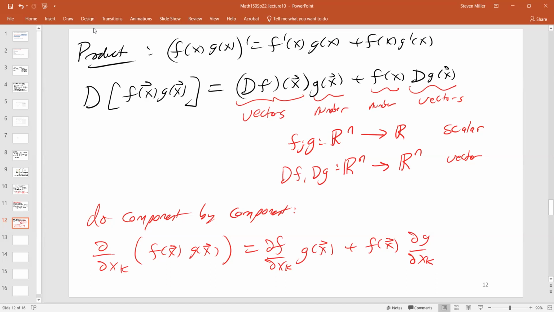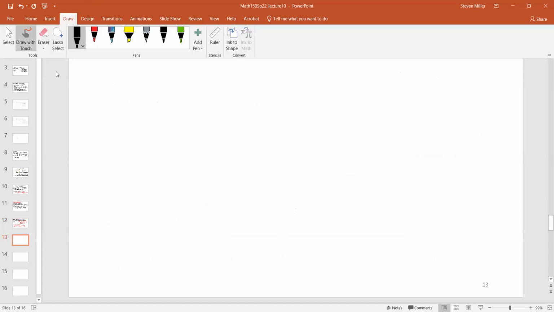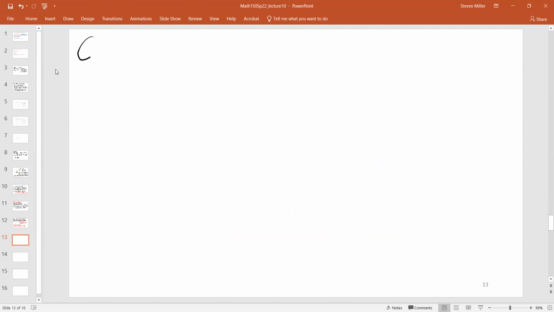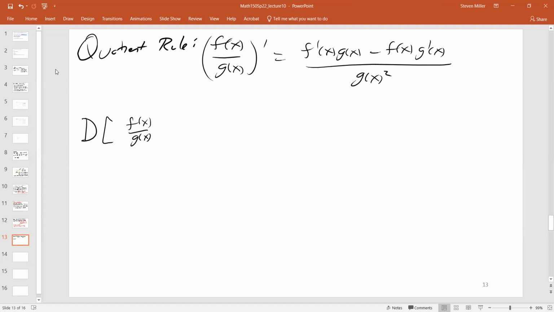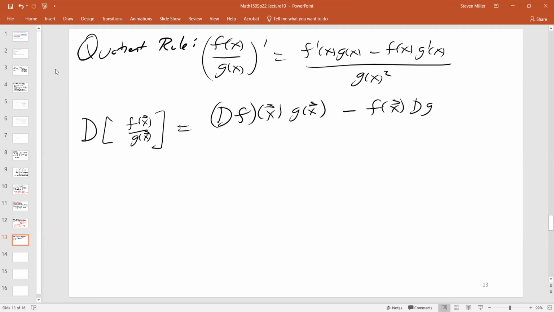Yes. Quotient. Are you a little bit worried with the quotient rule? Yeah, because this is a division, so maybe the quotient is a little bit worse. The quotient rule is if I give you f of x over g of x, its derivative is f prime of x, g of x, minus f of x, g prime of x, over g of x squared. So what would you guess if the world were nice for the derivative of f of x over g of x? Just the same thing. Derivative of f times g of x minus f times the derivative of g over g of x squared.